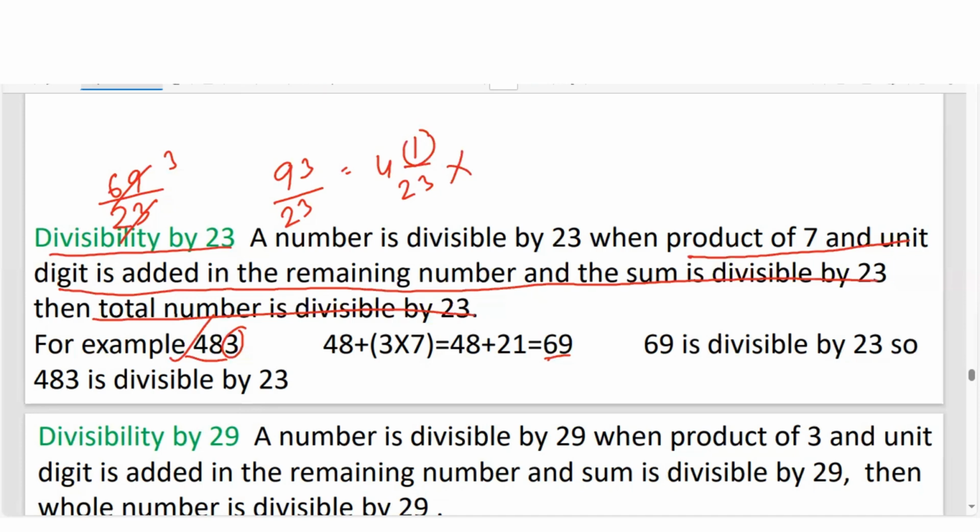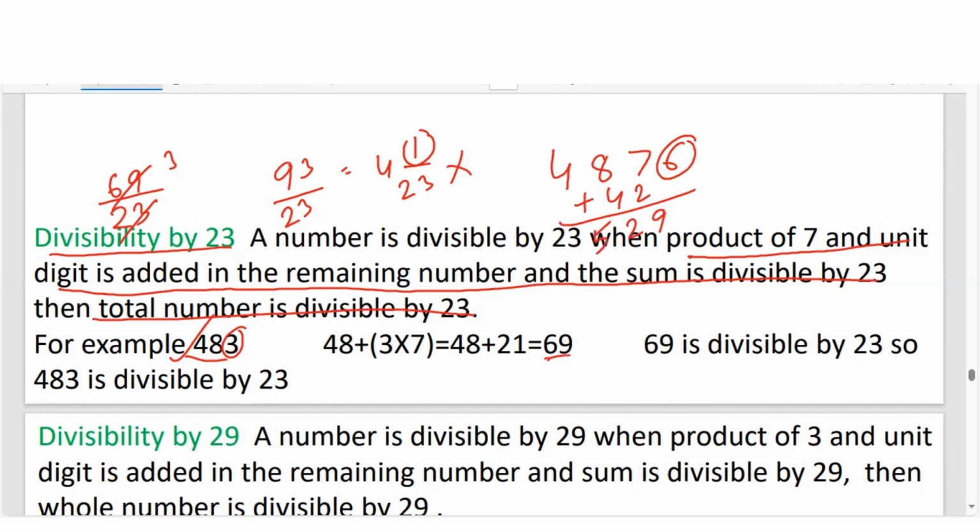Similarly, we take another example of 4 digits. Suppose it is given 4876. We want to check whether this number is divisible by 23 or not. The same rule we can apply and find the answer very easily. So the unit digit is 6. According to the rule, multiply the unit digit by 7 and add the product to the remaining number. So 7 into 6 is 42. Add it to the remaining number, what are we getting? 487 plus 42 is 529.